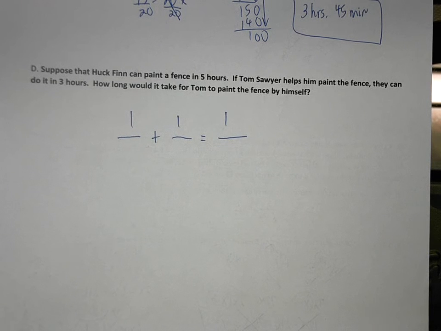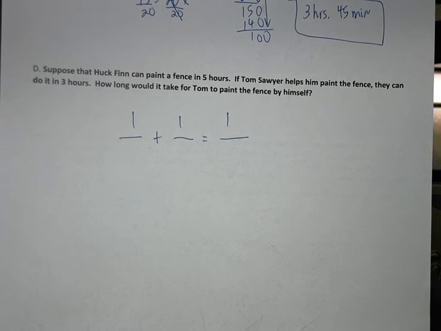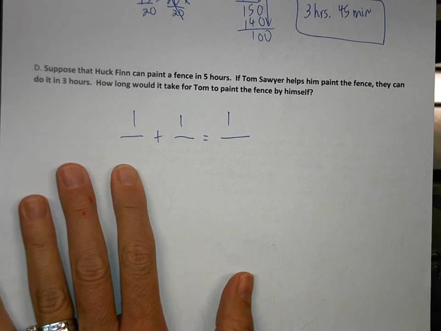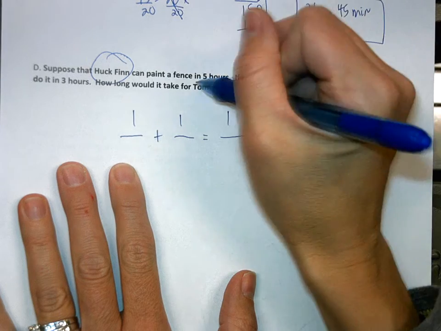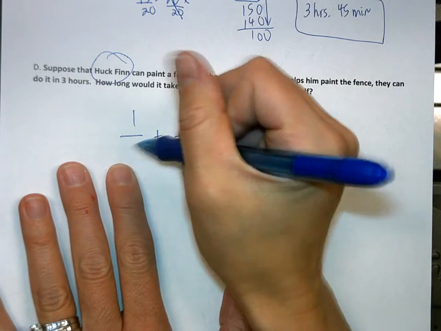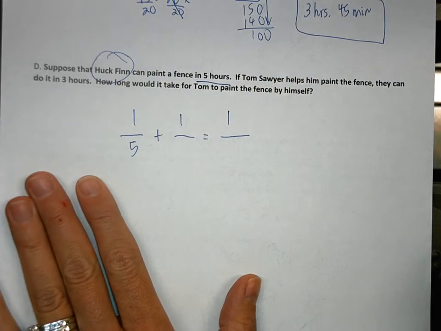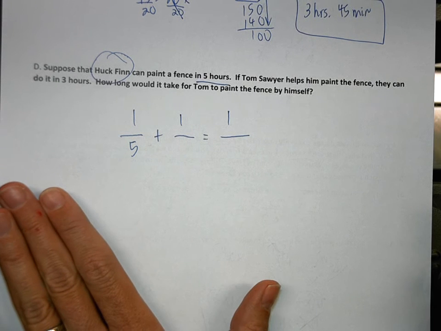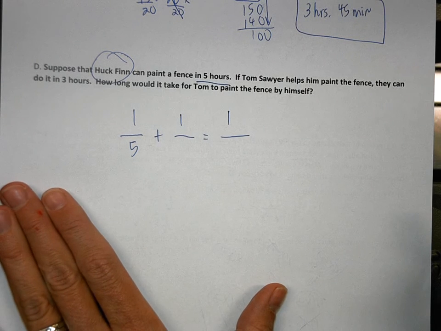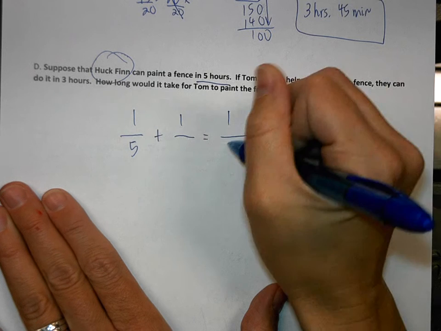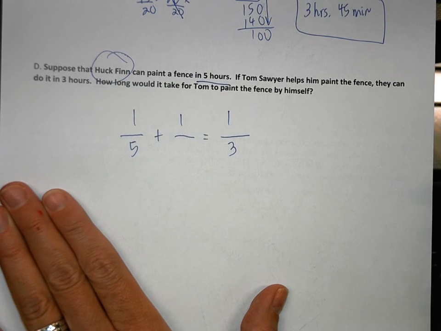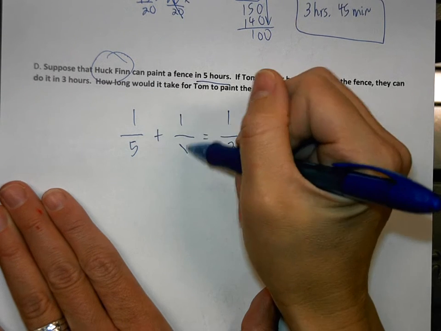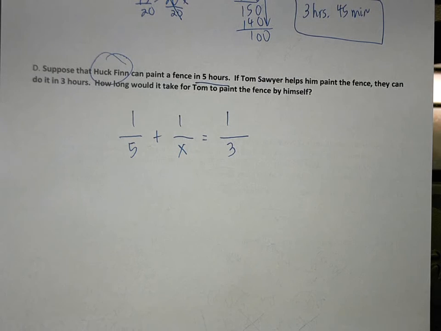So what's going to go on the bottom of my fractions? 5. Okay, so Huck Finn can paint the fence in 5 hours. So that's an individual time, so it's going on the left side. So 1 job, 5 hours. Tom Sawyer can help him paint the fence. They can do it in 3 hours. Where is that 3 going to go? Very good. And they want to know how long will it take Tom by himself. And so underneath there, we're just going to put in X. Okay, so now can you guys solve this? I think you can.